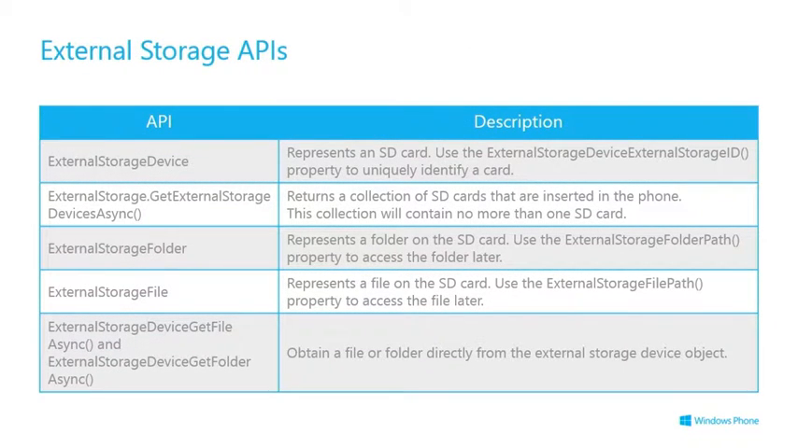So here's a list of some of the external storage APIs. Obviously, the one for the device, just representing an SD card itself. Again, you need to detect, because not all phones are going to have an SD card. Some of them do, and some won't. That's up to OEMs. And then you'll look at storage folders, look at the files themselves, and then be able to get them and open them based on the ones that you've registered in your application.